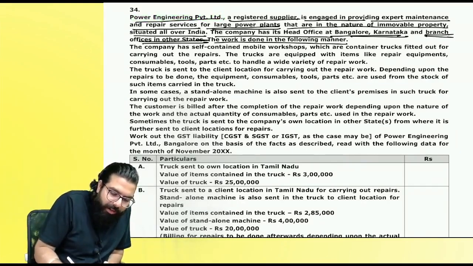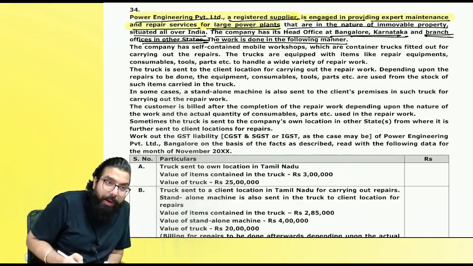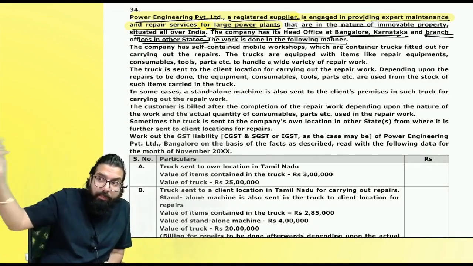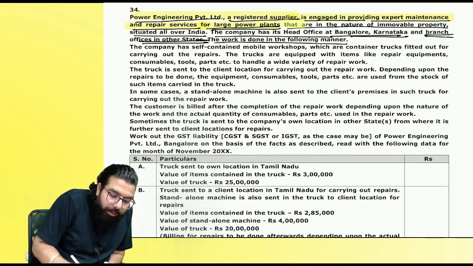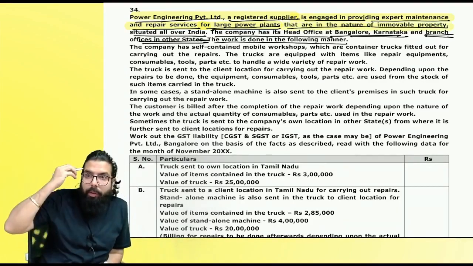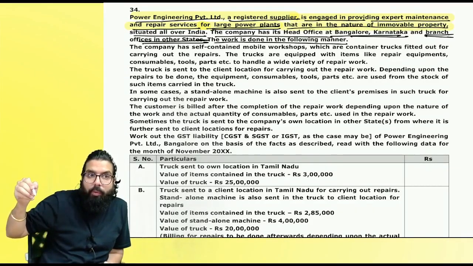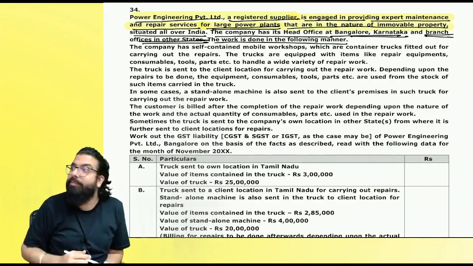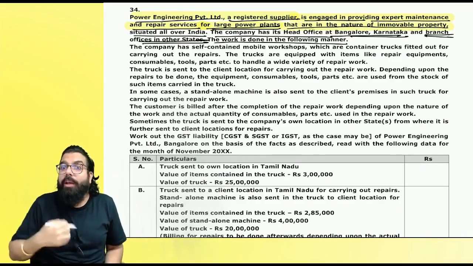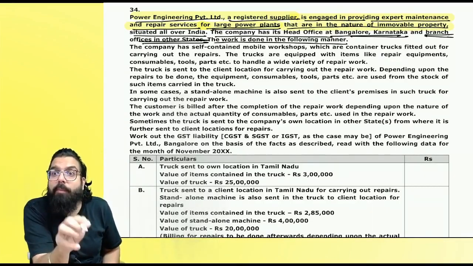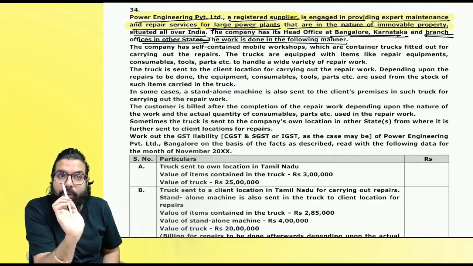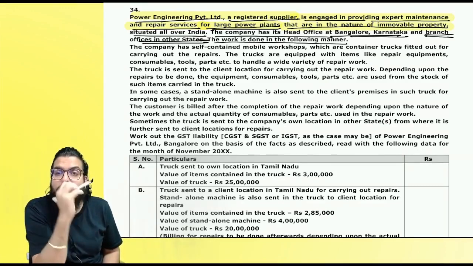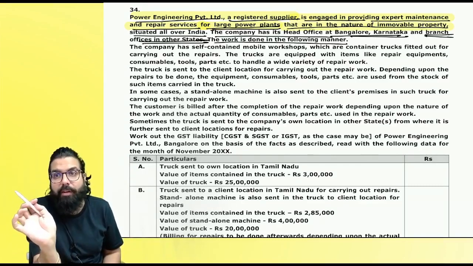Power Engineering is engaged in expert maintenance and repair service for large power plants. When they come, they will do the repairing of the plant. That are in the nature of immovable property. Oh, repairing of the plant. Repair with respect to immovable property means they will give works contract service. When you are doing repair or renovation of an immovable property, what is it? Works contract. If you give material also and service also, it becomes a works contract. But if only service, then it is a service contract.